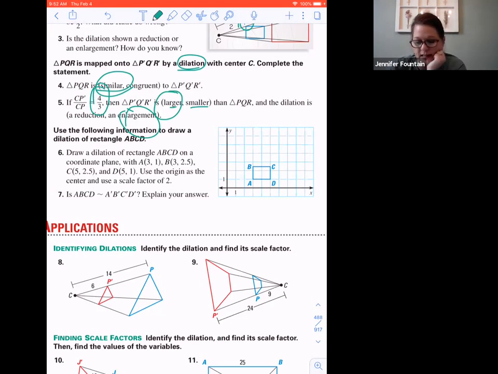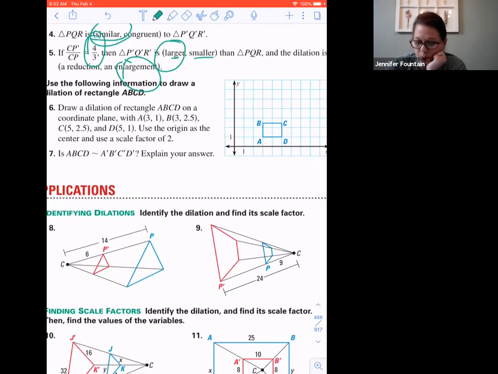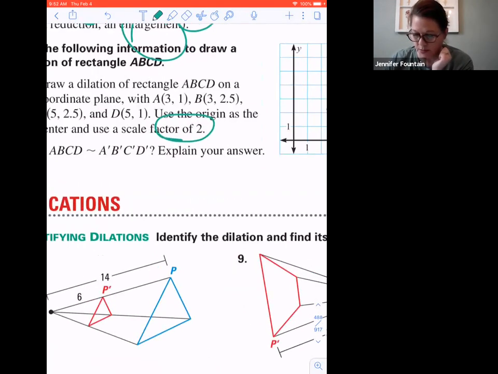And number 6, use the following information to draw a dilation of rectangle ABCD. I'm sorry, I have A is (3,1), B is (3,2.5), C is (5,2.5), D is (5,1). Use the origin as the center and a scale factor of 2.